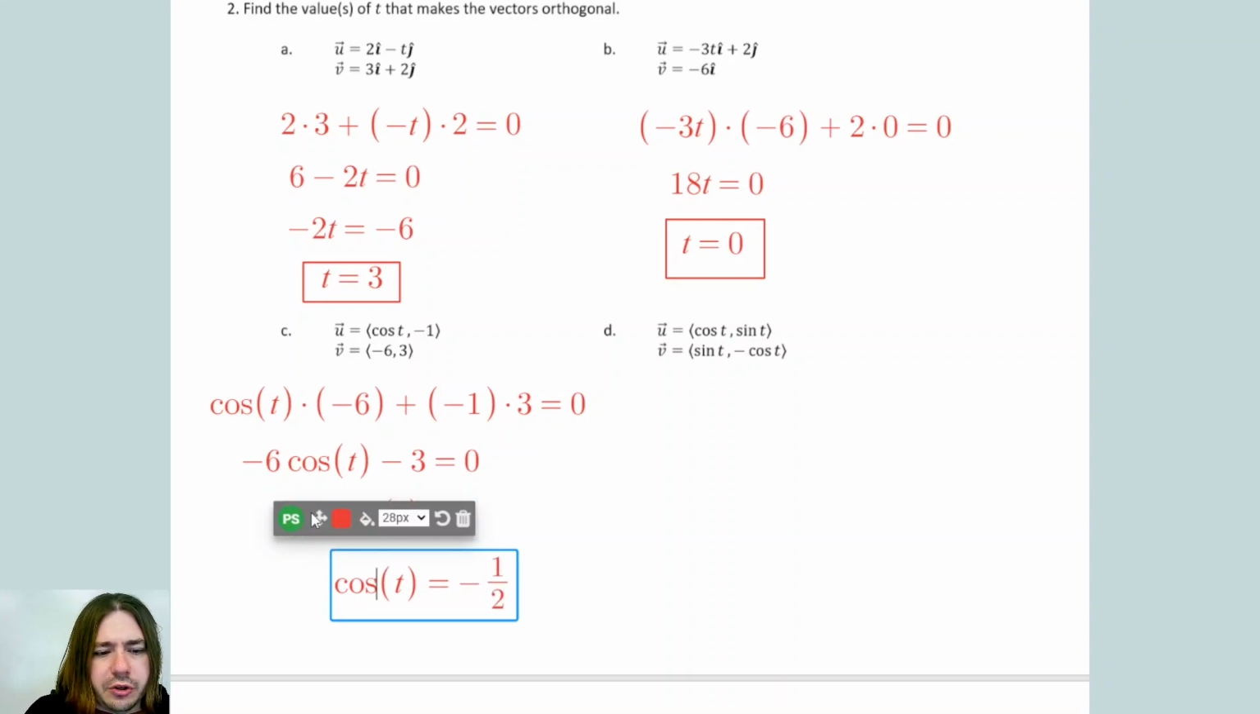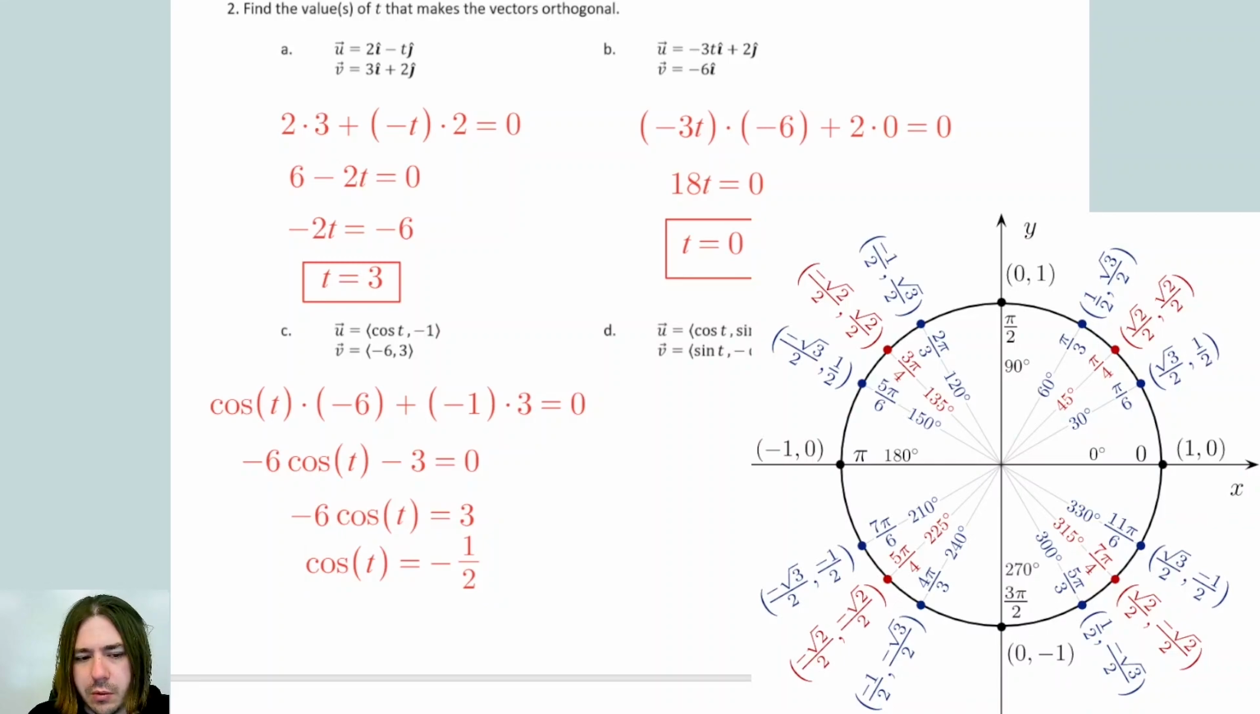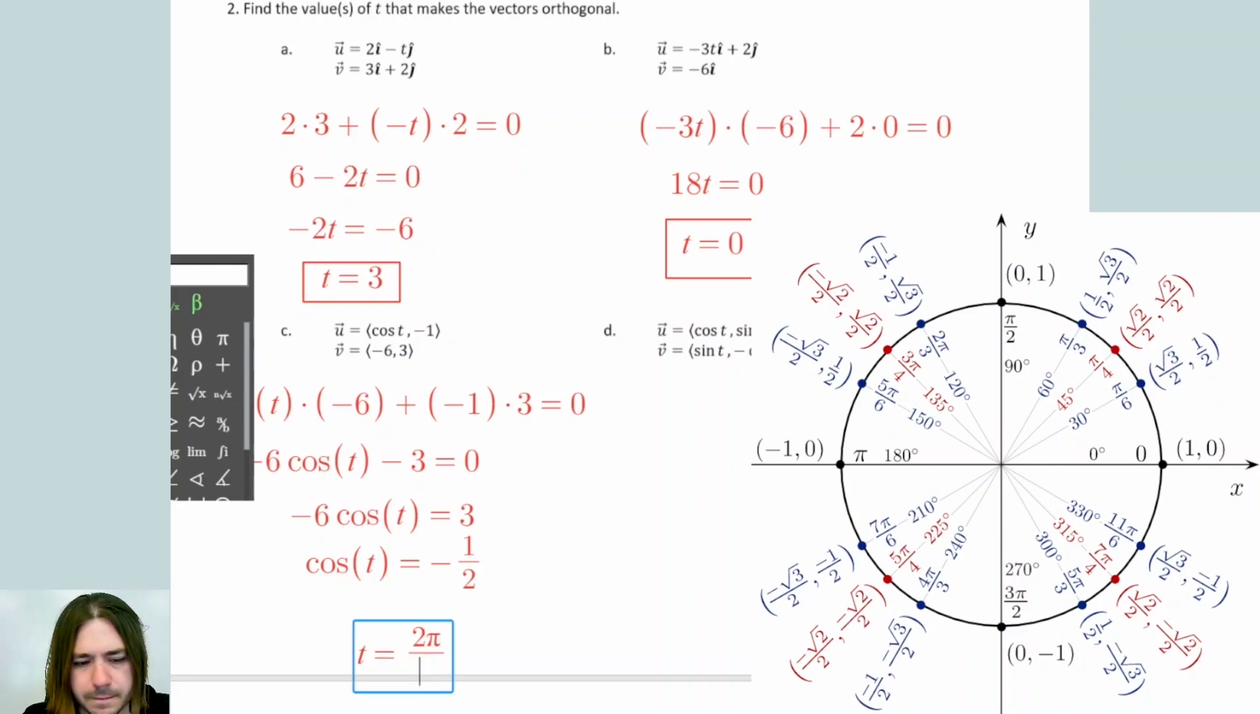So from here, you'd use the unit circle to solve this, since negative 1/2 is one of those numbers on the unit circle. So I'm going to pull that up and say, okay, well, where are the x values negative 1/2? And I can see pretty clearly they're going to be at 2 pi over 3 and 4 pi over 3. We do want to write all the solutions, so here's how you would write that. T equals 2 pi over 3 and 4 pi over 3.